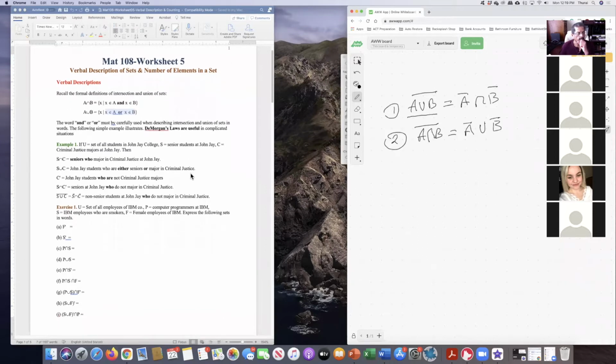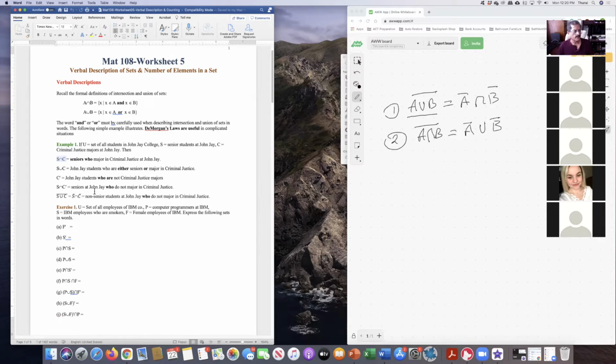Anyway, we're going to do one example with several parts to understand exactly how to translate sets to verbal description, or going backward, verbal description to sets. So here's an example. U represents the set of all students at John Jay College. S represents the senior students. All the senior students fall into the set S. C is going to be criminal justice majors at John Jay. With that, what is the description of S intersection C?